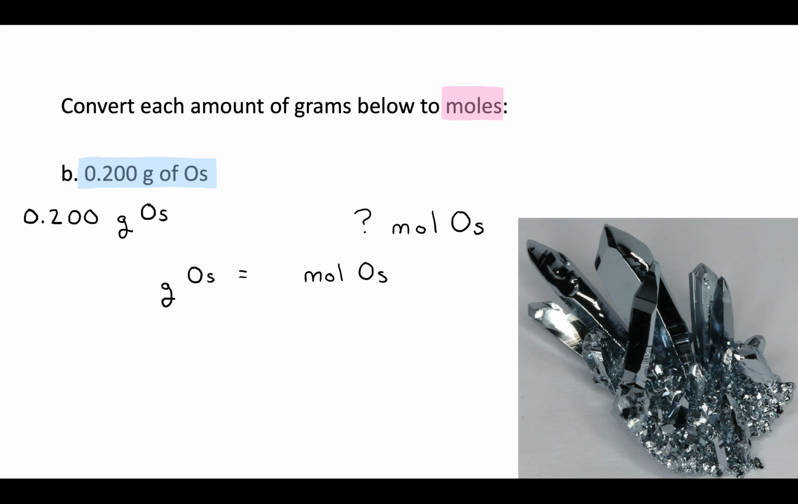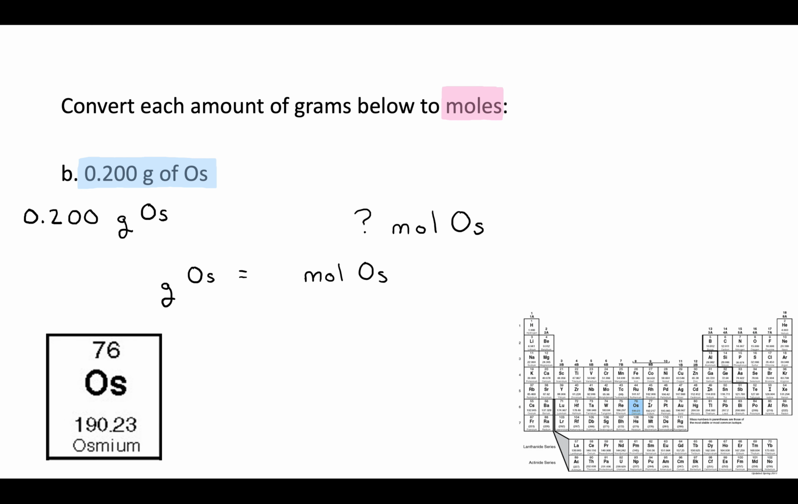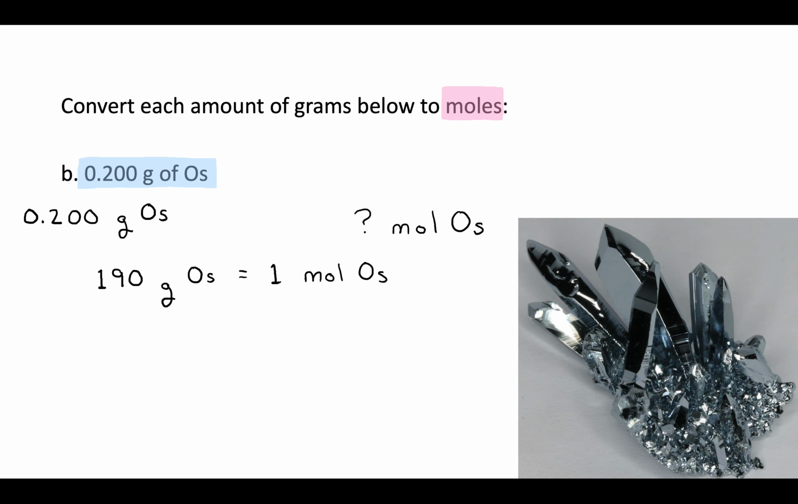And to get that, we'll look at the periodic table. Osmium's there on the periodic table. If you zoom in on that box, you can see the number below the symbol, 190.23. That's the number of grams in 1 mole of osmium. So there are 190 grams in 1 mole of osmium. If you took 1 mole of osmium, that's 6.022 times 10 to the 23rd atoms of osmium. You put them on a scale, it would weigh about 190 grams.